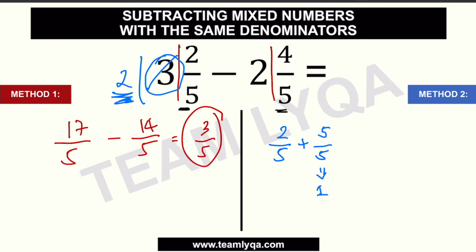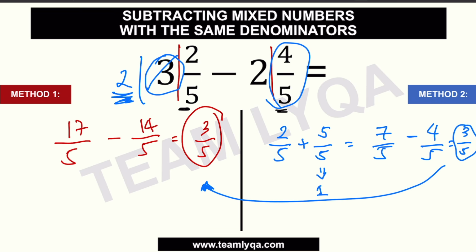Ibig sabihin, wala na akong iniintindi dyan. Ang kailangan ko lang isolve is this. Ano yung 2 over 5 plus 5 over 5? Now, ito ay 7 over 5. Ima-minus ko dyan yung 4 over 5, which is right here. Okay? So, I will be left with 3 over 5. Now, as you can see, again, pareho lang siya ng sagot.